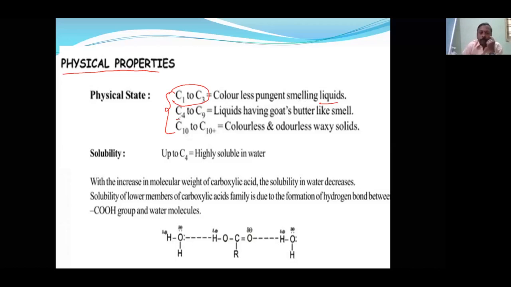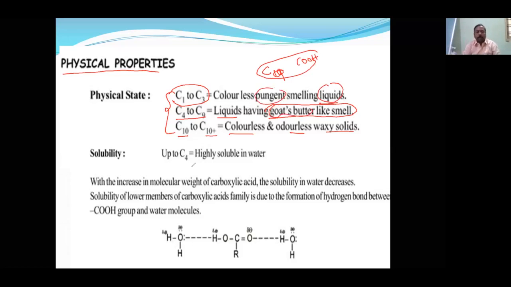C4 to C9 are also liquids with a goat's butter like smell. From C10 and above, they are colorless, odorless, waxy solids. Otherwise, simply remember about 10 carbon atoms: after C10, or C9 something with COOH, above that they will be solid. If they are below 9 carbon atoms, they will be liquids, but either with a goat butter like smell or a pungent smell.